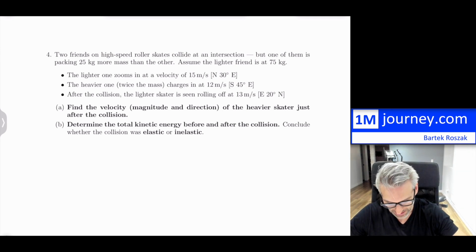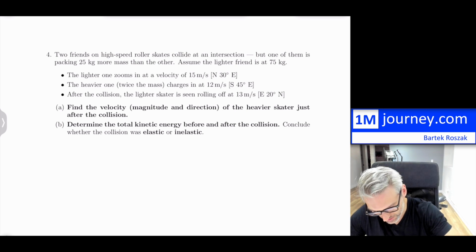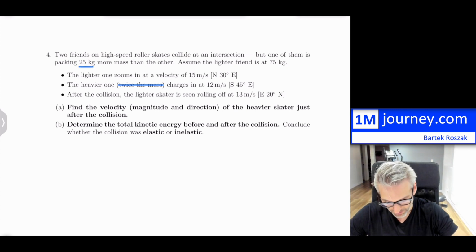Notice they give us a direction. The heavier one, so this is the heavier one, so this is not twice the mass, but 25 kilograms more. So I'm going to just kind of remove that in. It looks like it's a typo. Okay, it charges in at 12 meters per second, and then after the collision, the lighter skater is seen rolling off at 13 meters per second, and again, they give us the direction.